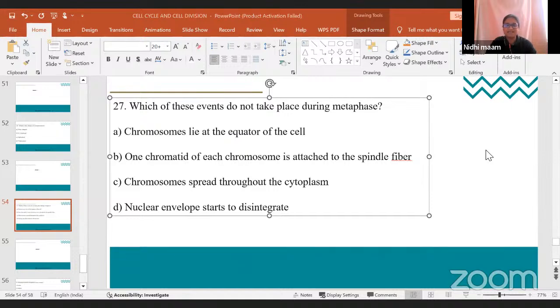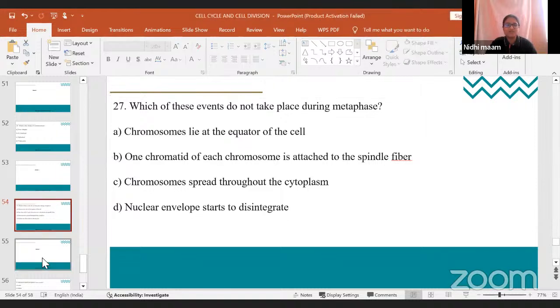Shashank has answered it. Syed Muhammad, Sidhu, Shweta, Pavitra, Sanjana. Understand, children. Which of these events do not take place during metaphase? Dhanush HJ, Sangamesh Nellur.